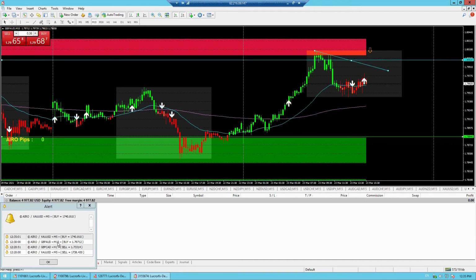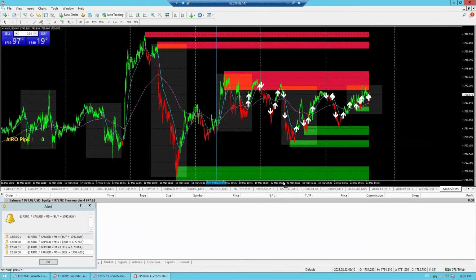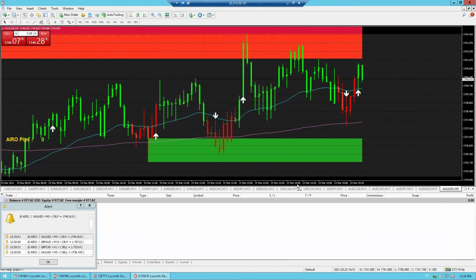Here's gold US. Let's take a look at that one. And we see gold, what kind of a trend is gold in right now? It looks like it's in an uptrend. Up arrow. Didn't get the bounce. We didn't really get the bounce off of the zone.